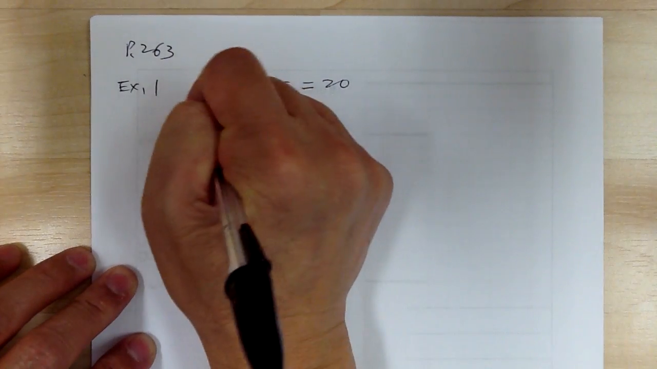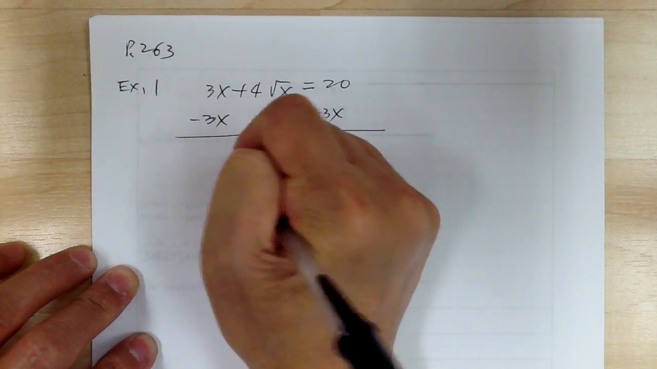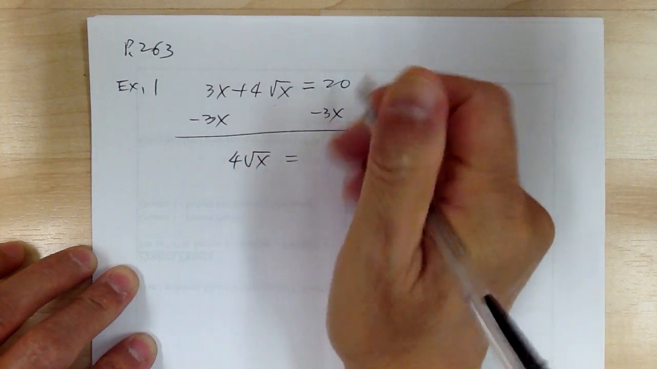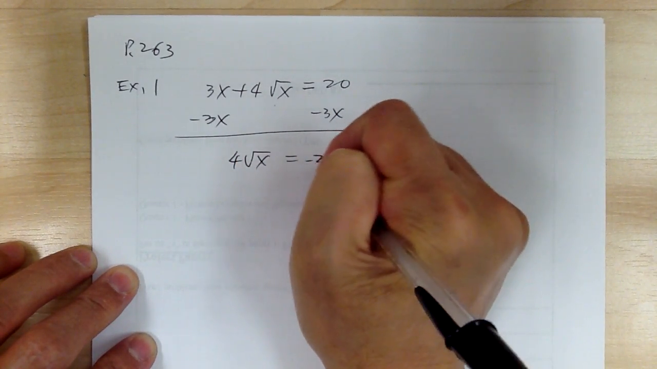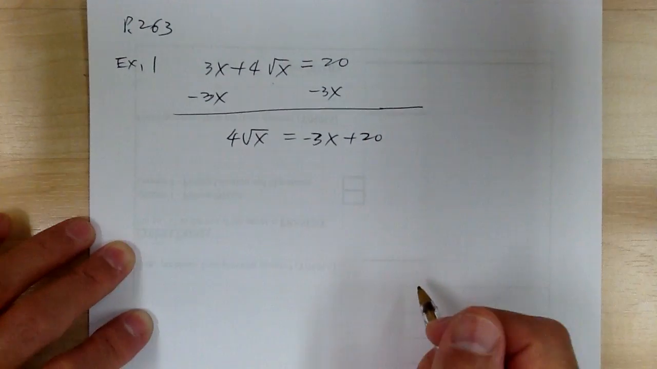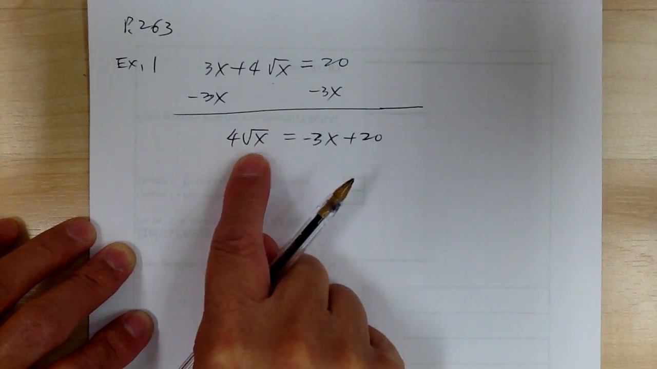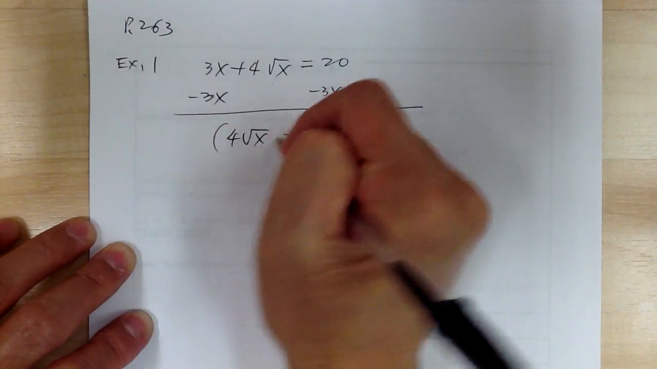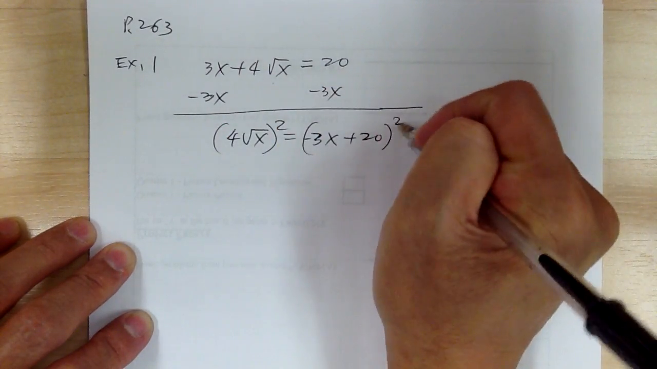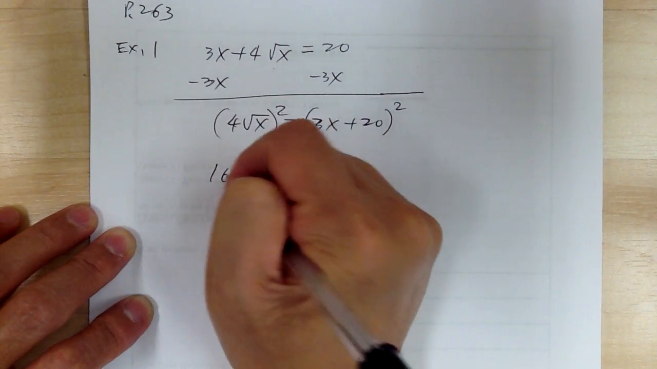Okay. So first, that's minus 3x on both sides. So you're going to get 4 square root of x equals negative 3x plus 20. And so now you have the square root term by itself. So you want to go and square both sides. So you're going to get 16, right? 4 squared is 16.